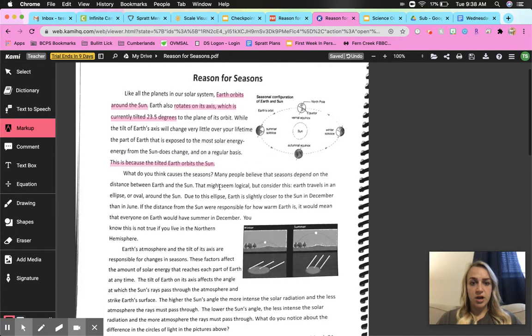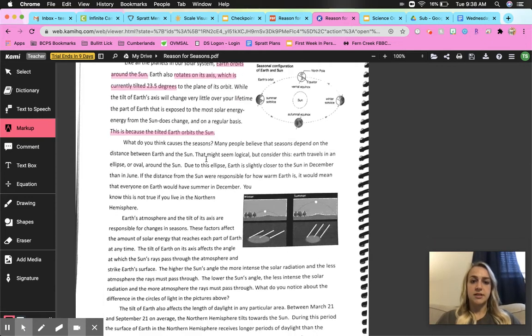So that first paragraph is talking about how the Earth is tilted at 23.5 degrees, and different parts of the Earth are going to experience different amounts of solar energy due to that tilt, due to that rotation while it's revolving around the sun. What do you think causes the seasons? Many people believe that seasons depend on the distance between Earth and the sun. That might seem logical, but consider this.